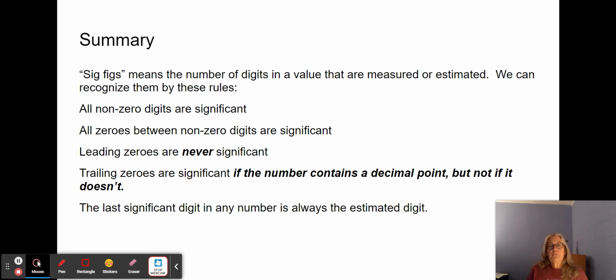All right, summary. Sig figs means the number of digits in a value that are measured or estimated. We can recognize them by these rules. All non-zero digits are significant. All zeros between non-zero digits are significant. Leading zeros are never significant. And trailing zeros are significant if the number contains a decimal point, but not if it doesn't. The last significant digit in any number is always the estimated digit.